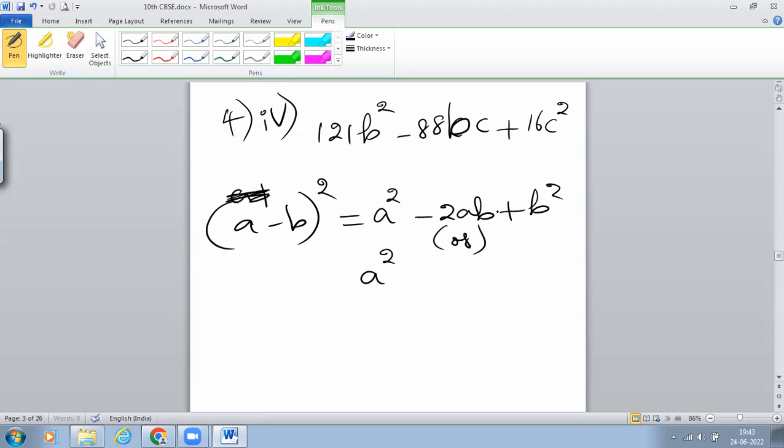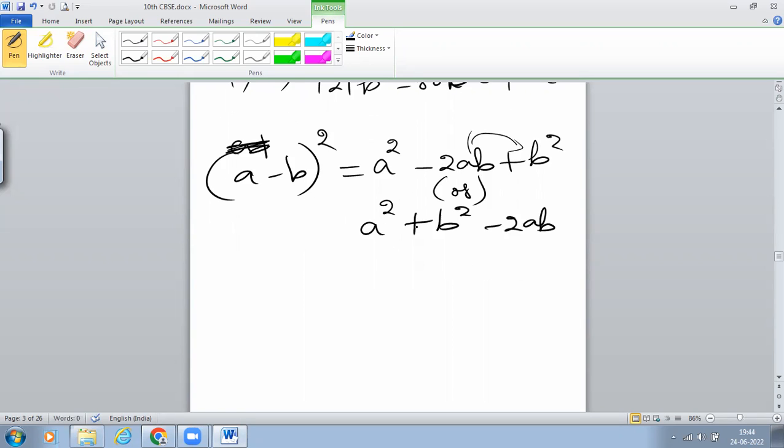Sometimes I will write this in a different order. That is, I will write first A square, then plus B square, and at the end minus 2AB. Both are same, just interchanging the second and third term. A minus B the whole square is A square plus B square minus 2AB, or A square minus 2AB plus B square. Do you remember this formula? Yes, sir. Now, this formula only we are going to apply here.